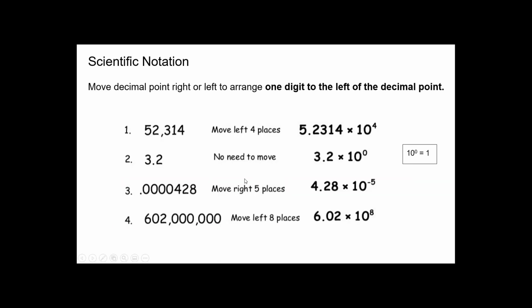So here's some examples for you. We have 52,314, but we want to follow the rules of scientific notation. We want one digit to the left of the decimal point. So we're going to count 1, 2, 3, 4. I'm moving the decimal point 4 places. I have to account for that, and this is a positive number.